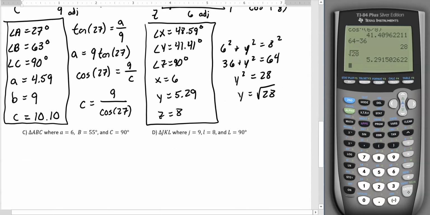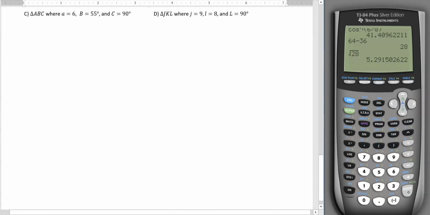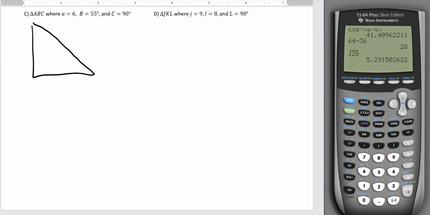All right. A couple more. If you want to pause the video and do them on your own and then check, you're welcome to. Otherwise, let's go ahead and dive in here. So we have ABC, where A is 6, angle B is 55, angle C is 90. All right. Let's draw a triangle here. I know that this is C. We'll call this B. We'll call this A. So that means this is 55 degrees. Side A is 6, and that's all we know.